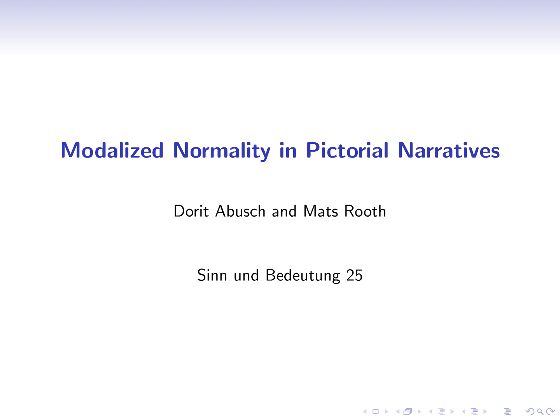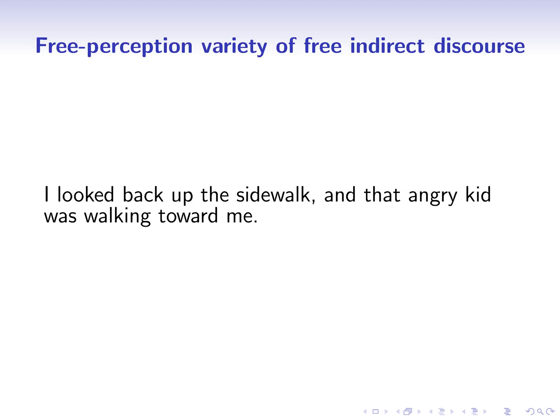This is the presentation, Modalized Normality in Pictorial Narratives at Sinn und Bedeutung 25. We're interested in the free perception variety of free indirect discourse. This is a construction where one clause or picture asserts that a character was looking, and the following clause or picture shows what the character sees.